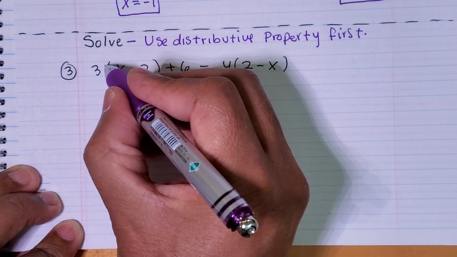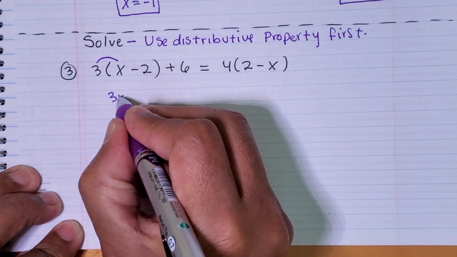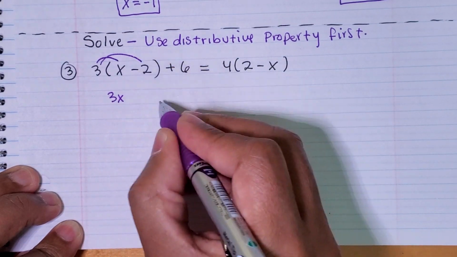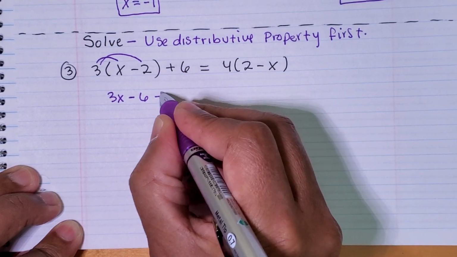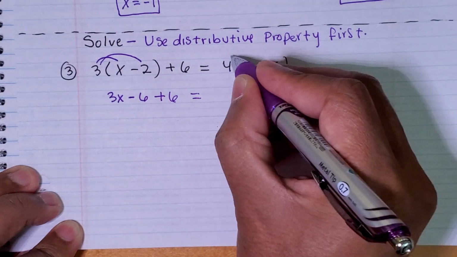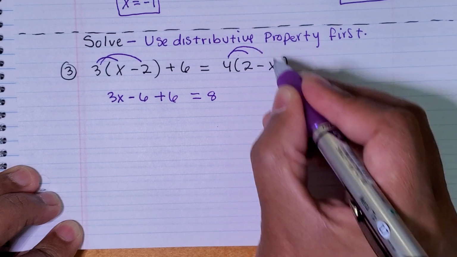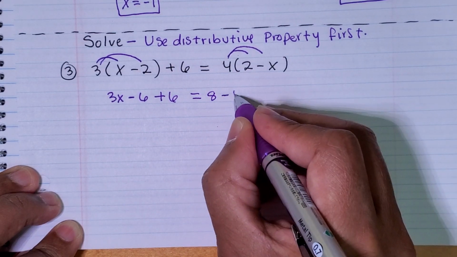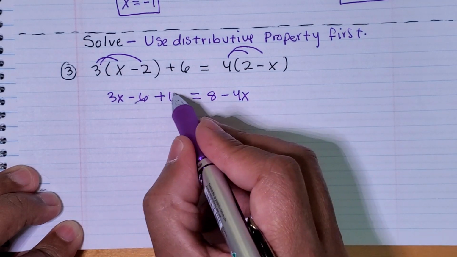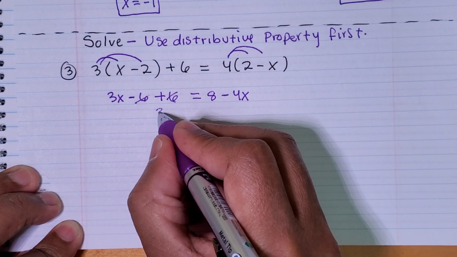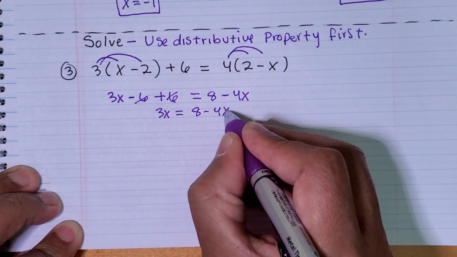So what I'm going to do first is I'm going to distribute this 3 to the x. So that gives me 3x, and 3 times negative 2, that's going to turn into a negative 6. And we have a 6 outside of the parentheses, so plus 6 equals, now distribute this 4 to the 2, that turns into an 8. And 4 times the negative x is going to be negative 4x. Now, negative 6 and positive 6, they cancel out. So I just have 3x equals 8 minus 4x.